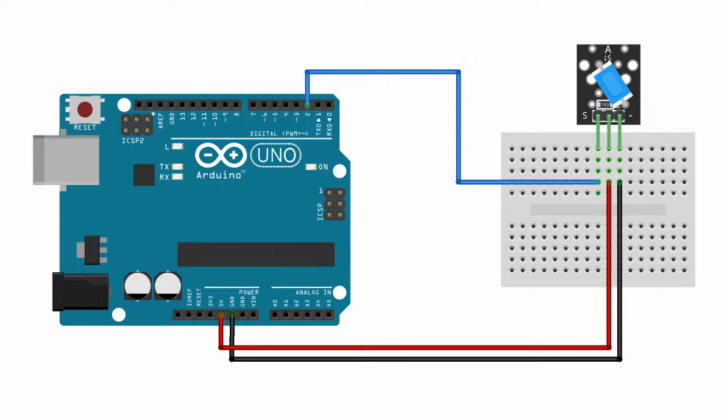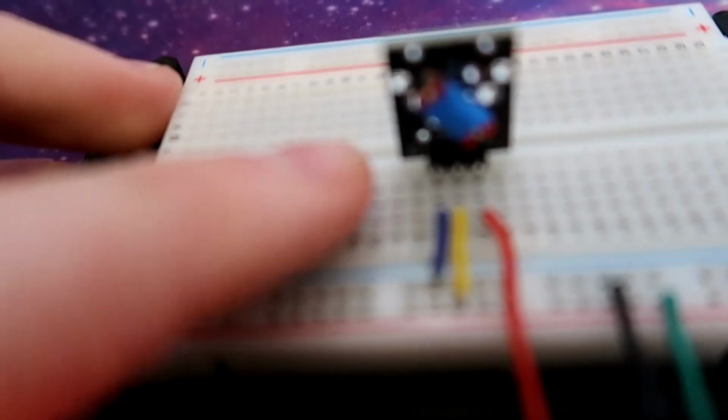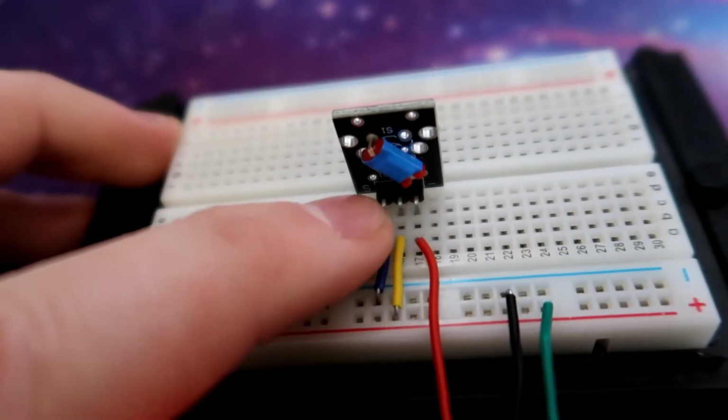So we have the voltage, or the VCC, which goes into that center pin on the module, and then we have a ground that goes to the negative on the module, and then the S, which is the signal, goes to one of your digital pins. It doesn't really matter which pin it goes to in the digital pins, as long as you adjust your code to accommodate that.